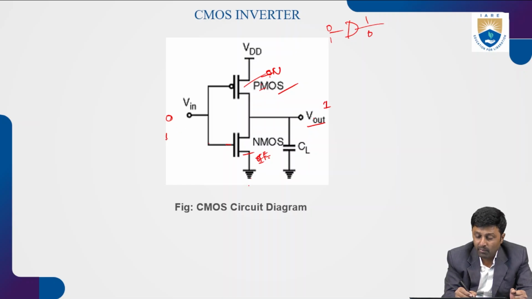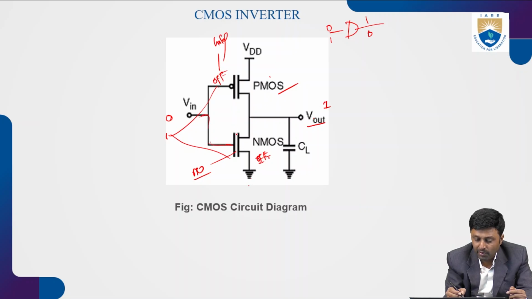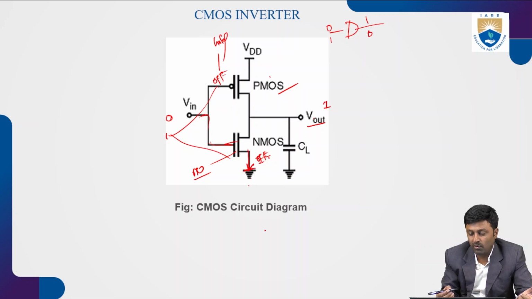Let us say the input is 1, then what will happen? If the input is 1, the PMOS transistor is off, because the majority carriers are the holes here, and the NMOS transistor is on. So the current starts flowing from VDD to here. But since it is connected to the ground, all the current will be given to the ground. So even though it is on, the output voltage will be 0.